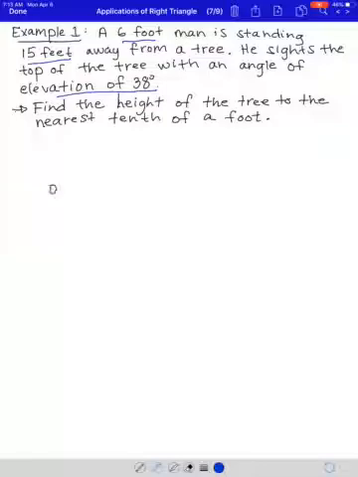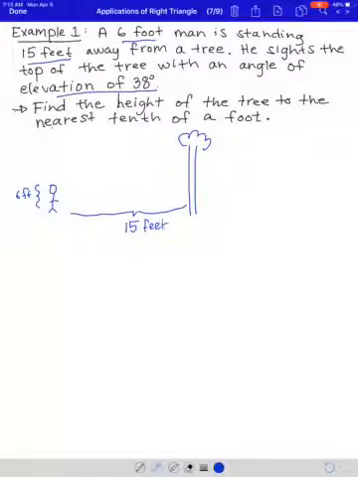So I'm going to start off by drawing a picture. So here's the man. We know that he's 6 feet tall, and he is standing 15 feet away from a tree. So here's our tree, and we know this distance here is 15 feet. And when it says that he sights the top of the tree with an angle of elevation of 38 degrees, what that means is if this man were to look straight across, so parallel with the ground, and then if he were to look up to the top of the tree, this angle that is formed, that's our angle of elevation, which is 38 degrees.